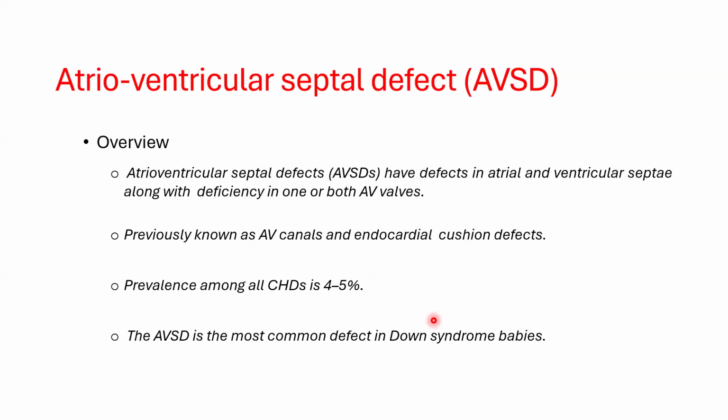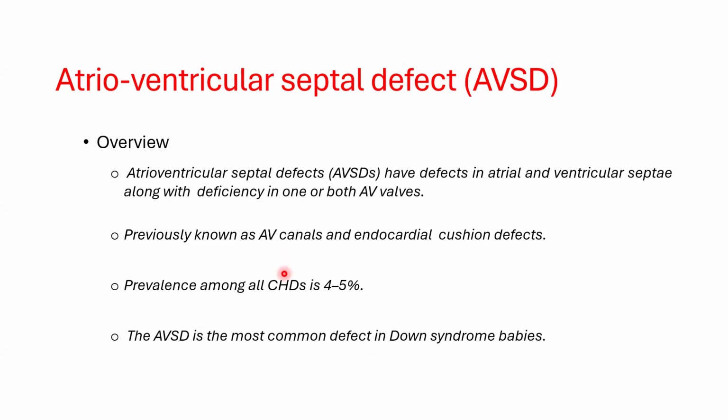So atrioventricular septal defect, as the word indicates, there's a defect both in the atrium and then in the ventricles as well. But in addition, you have deficiencies of one or both AV valves. If you remember when I talked about the primum ASD, I said that they are associated with a cleft in the anterior mitral valve leaflets. The same for inlet VSDs as well. So you are typically dealing with 3 lesions.